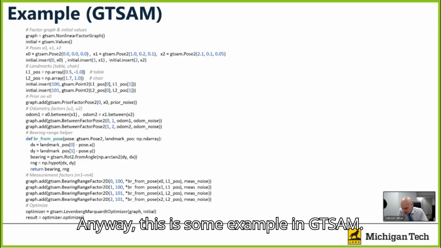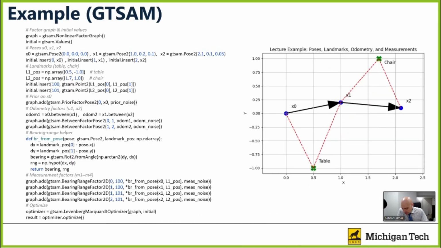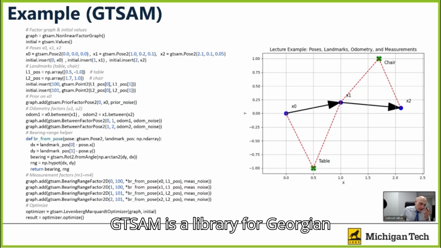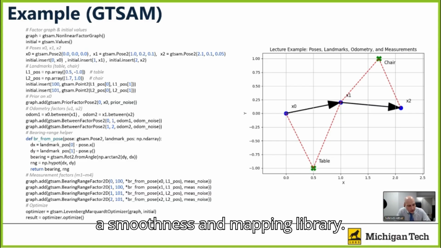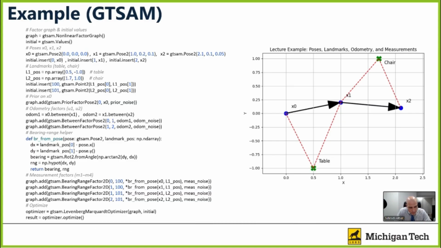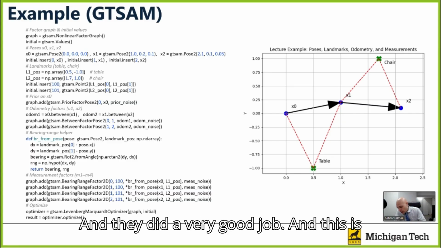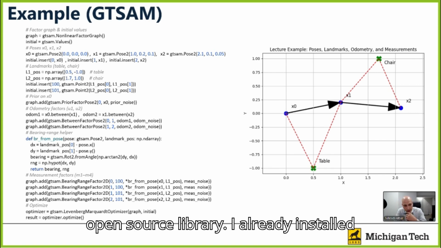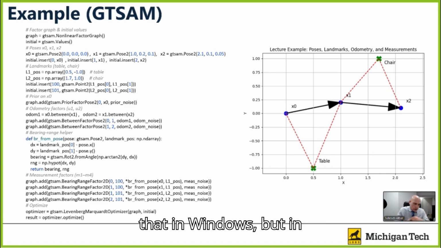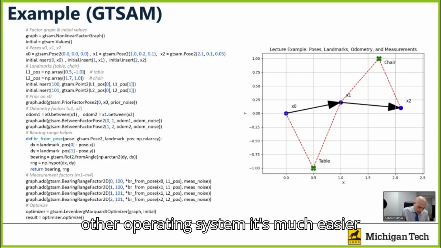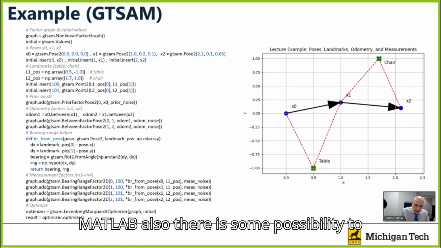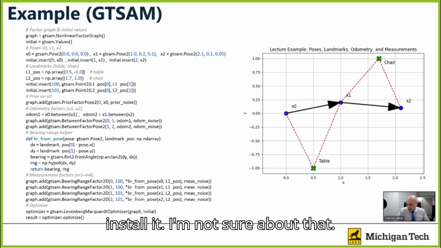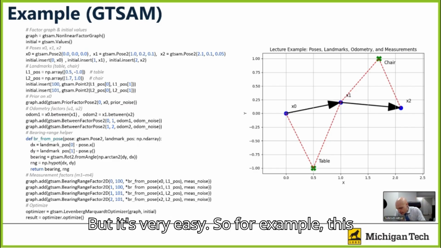Anyway, this is an example in GTSAM. GTSAM is a library from Georgia Tech. SAM stands for smoothing and mapping, and they did a very good job. This is an open source library. I already installed that on Windows, but on other operating systems it is much easier to install. I think for MATLAB there is also a possibility to install it. I'm not sure about that, but it's very easy.